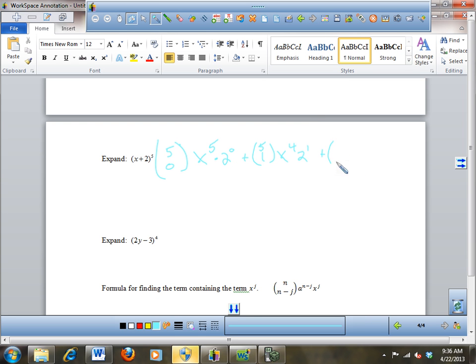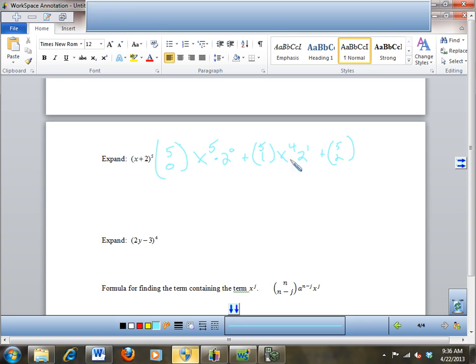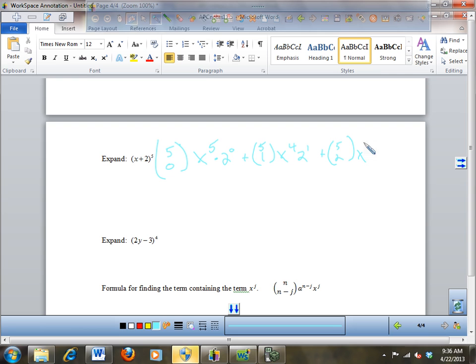Plus 5 combination 2. What happens to the x? X to the third. 2 to the 2. Plus 5 combination 3, x to the 2, 2 to the 3. Plus 5 combination 4, x to the 1, 2 to the 4th. And then 5 combination 5, which is 1, x to the 0, 2 to the 5th.